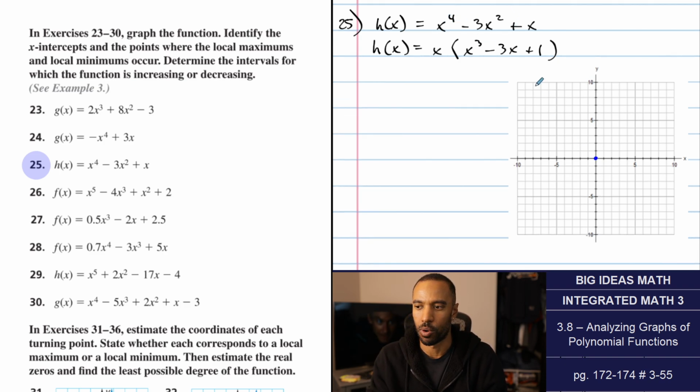Also, it's a positive quartic. That means it'll start and finish up. Something else that we'll know as a for sure. So let's go to the graphing calculator. Let's plot these things in. We're going to get x to the fourth minus 3x squared plus x. Let's see the graph for what it is.